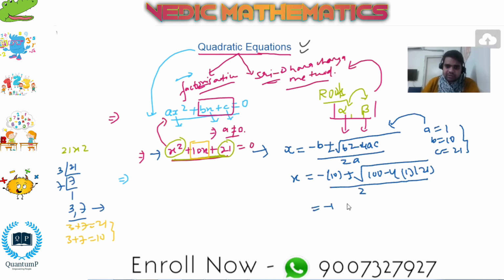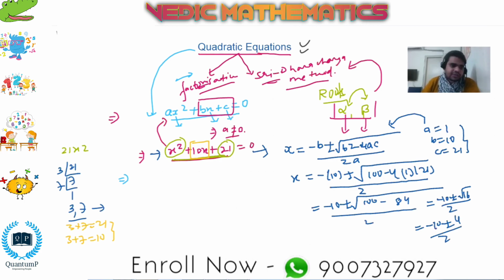So minus 10 plus minus root of 100 minus 84, divided by 2. So we'll get minus 10 plus minus root of 16, by 2. So minus 10 plus minus 4 by 2, since root 16 is 4. If you take the plus sign, then it will be minus 10 plus 4 by 2. If you take the minus sign, then minus 10 minus 4 by 2.